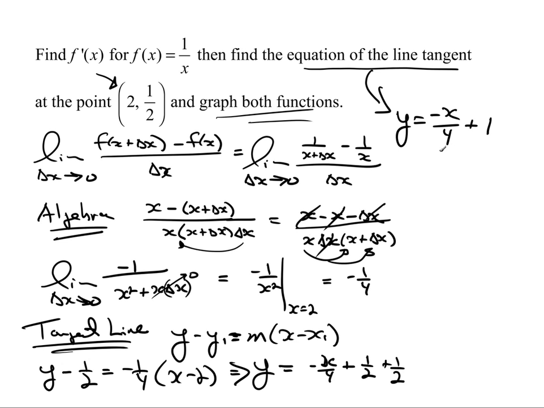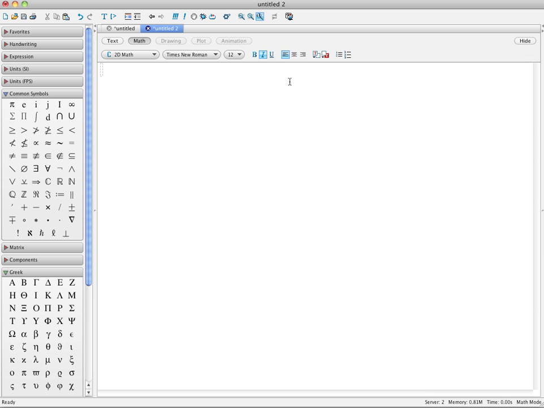So let's go ahead and take a look at Maple, a graph of that and a graph of the original function. So in Maple, I'm going to type plot and then put the curly braces because I'm going to do more than one function. And let's do f of x first, which is just simply 1 over x. And then the tangent line is negative x over 4 plus 1. Let's close that up.